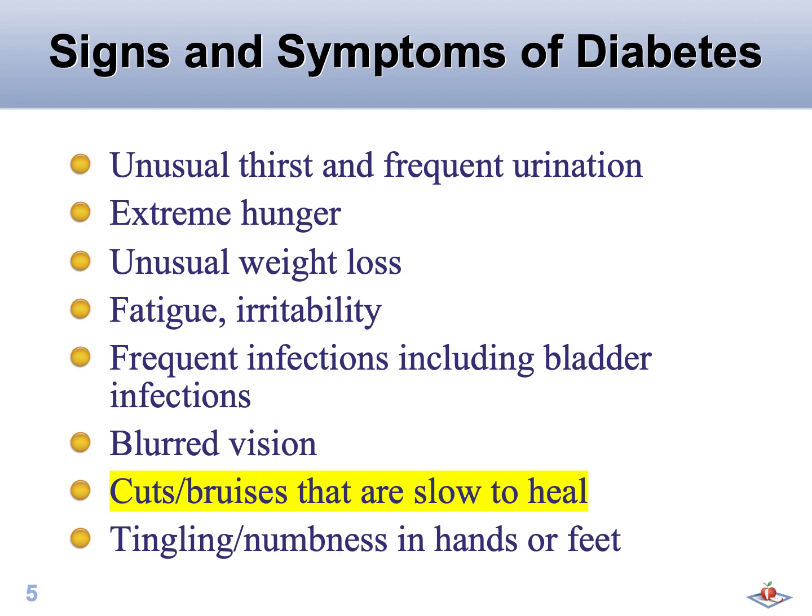Notice the section that is highlighted in yellow that states cuts and bruises are slow to heal. Remember, those things that are highlighted in yellow you will see again shortly in some kind of question at the end of this section. There are some blood tests that help to detect diabetes.